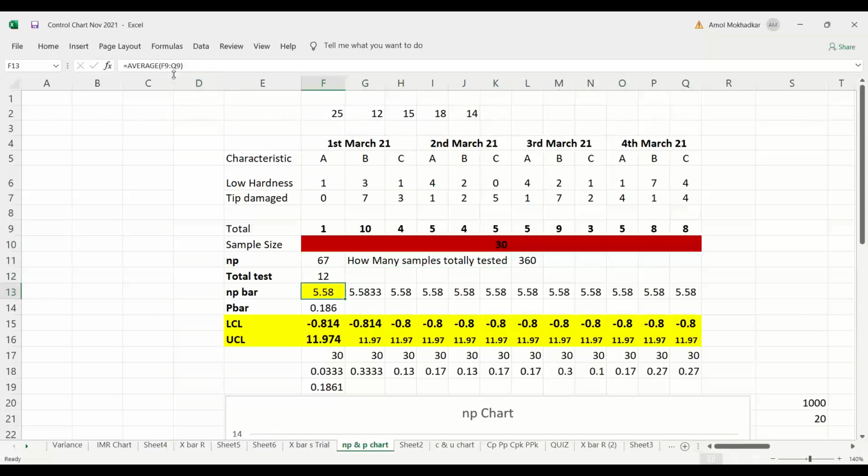So NP bar is the average of the defectives. What is the average number of defectives? 12 tests data is there, 12 days data is there. So every day there are 5.58 defectives generated. This NP bar is the average of the defectives. So 12 data points are there. So every shift, how many defects are generated? 5.58.